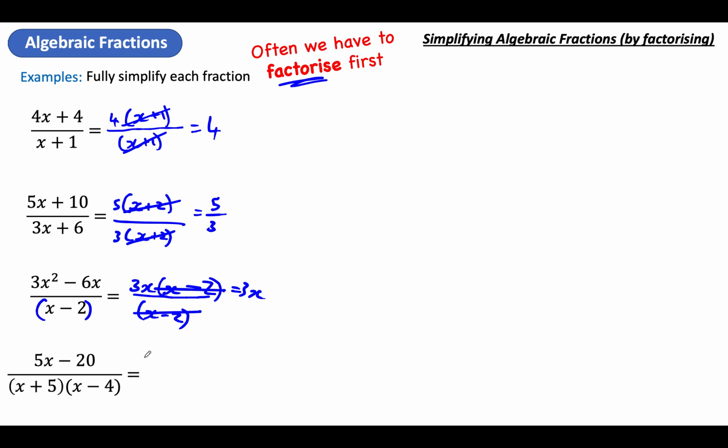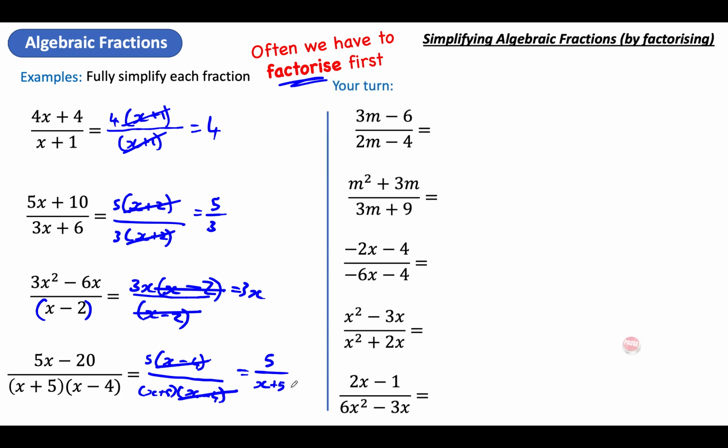5x minus 20. Well, let's factorise that first, let's divide this by 5. So 5 times x minus 4. Oh, okay, I can see where that's going, because then we've got x plus 5 and x minus 4 underneath, and the x minus 4s cancel out, leaving 5 over x plus 5. Okay. Yeah, you're fine at this. Just do your factorising and then cancel out what you can. Okay, so pause the video, have a go at that, unpause when you're done.